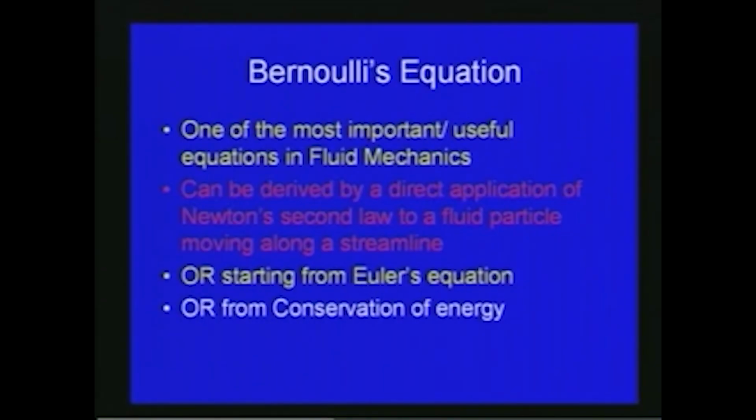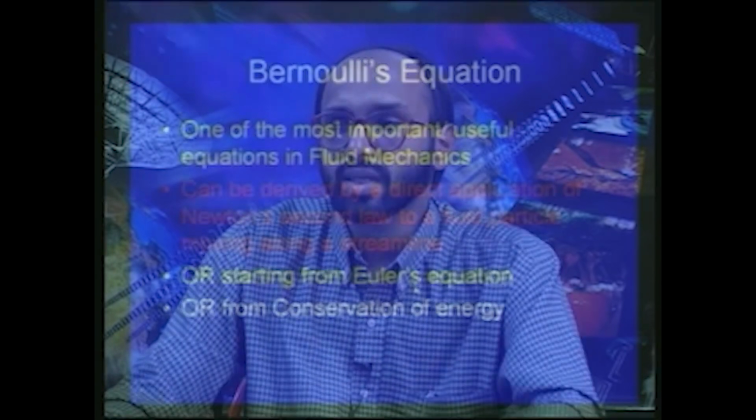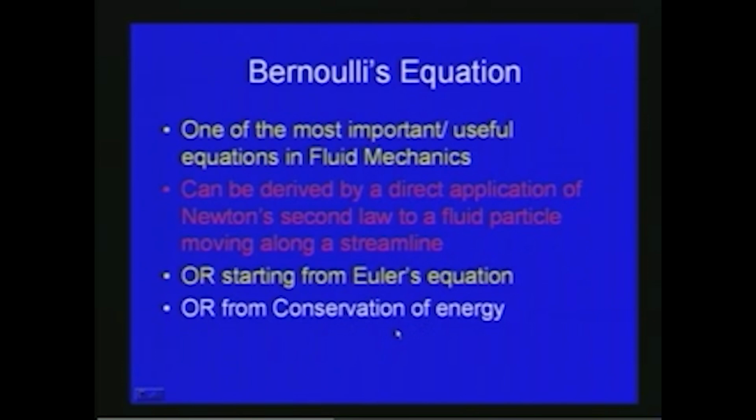This equation, Bernoulli's equation, can be derived by direct application of Newton's second law to a fluid particle moving along a streamline. Or we can use the Euler's equation and then derive it, or we can also derive it from the conservation of energy. So now we will discuss. We have already seen the Euler's equation for inviscid flow. Now based upon the Euler's equation here we will derive the Bernoulli's equation, which is one of the most important equations. As I mentioned, it can be derived by direct application of Newton's second law, or using the Euler's equation, or from the conservation of energy.